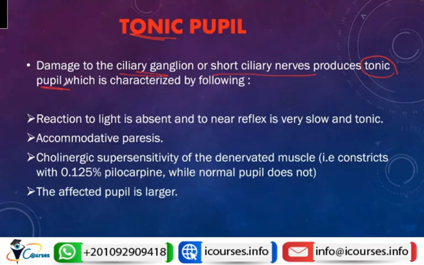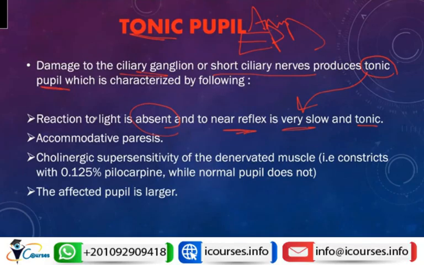Tonic pupil has some characters that we will discuss now. Just remember that in tonic pupil there is anisocoria because there is damage to the parasympathetic pathway, and this can also be considered an efferent pupillary defect because there is damage to the efferent pathway. So what are the characters of the tonic pupil? The light reflex will be absent, while the near reflex is very slow, and hence the term tonic. Tonic means very slow.